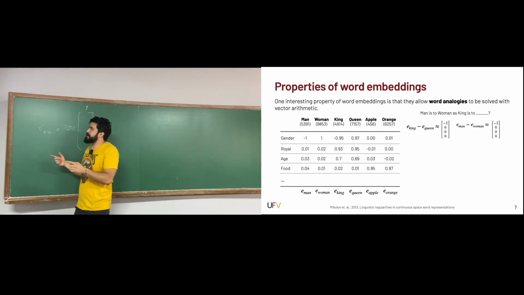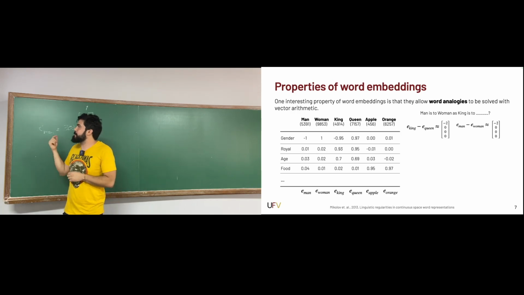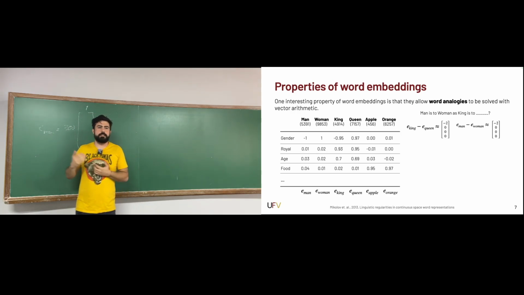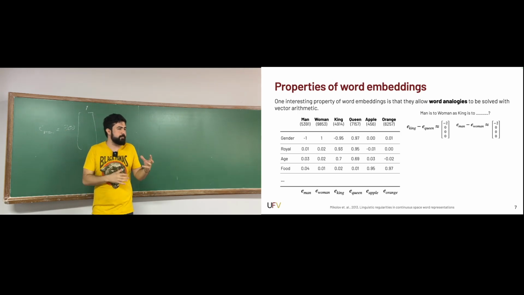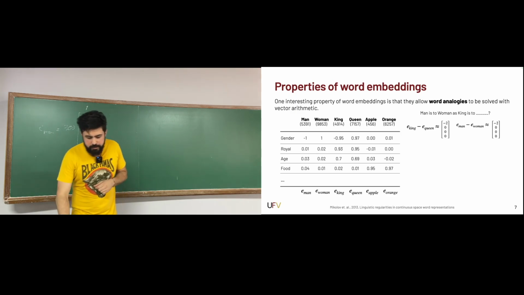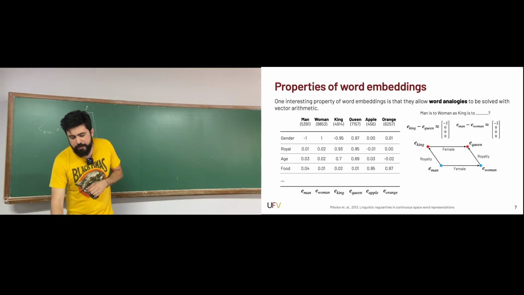And what is really cool is that if you do the same thing for man and woman, you get a very similar result, right? So the subtraction E_man minus E_woman would be a very similar vector to the first subtraction. So you can visualize it this way.